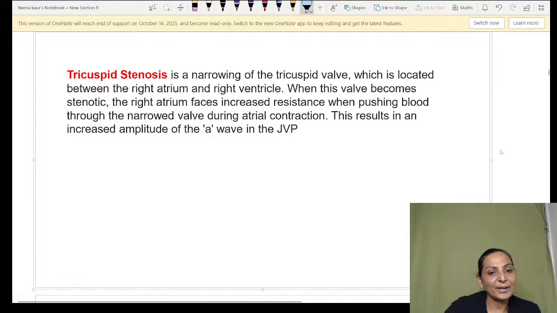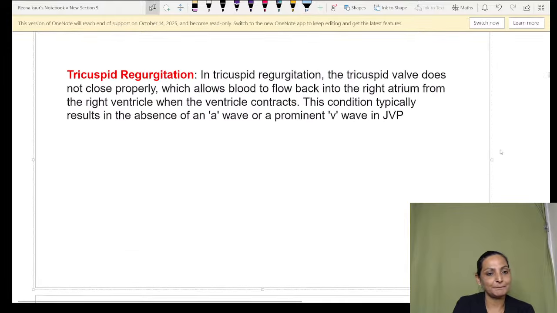Why tricuspid stenosis? This clinical condition is characterized by the narrowing of the tricuspid valve, and when this valve becomes narrowed due to stenosis, the right atrium faces an increase in the resistance while it has to push the blood through that narrow valve, and this causes an increase in the amplitude of the A wave in JVP.